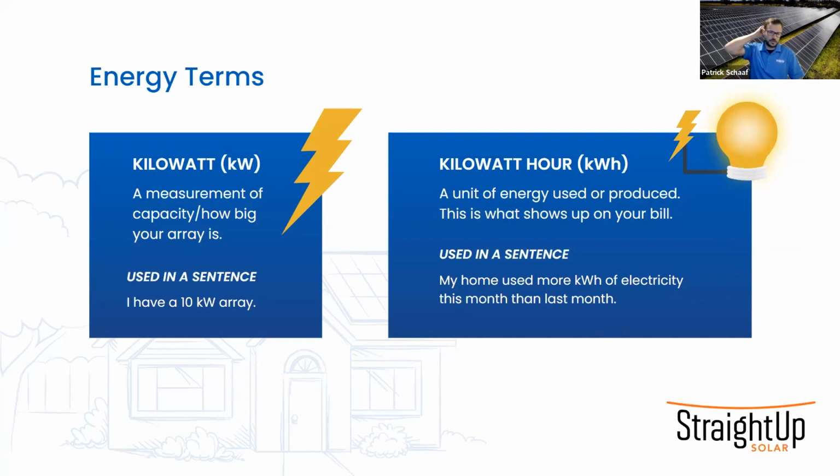First, we'll start by looking at some energy terms, and believe it or not, I've been doing this about 7 years, and it's still a little bit jumbled up between kilowatt and kilowatt hour. Kilowatt is a measurement of how big the array is or how much energy something can use. It's almost like the potential energy. I have a 10 kW array would be the correct terminology there. A kilowatt hour is a unit of energy used or produced. This is what shows up on your bill. So if you get a bill for 1,500 kilowatt hours in a month, that is where that is used correctly.